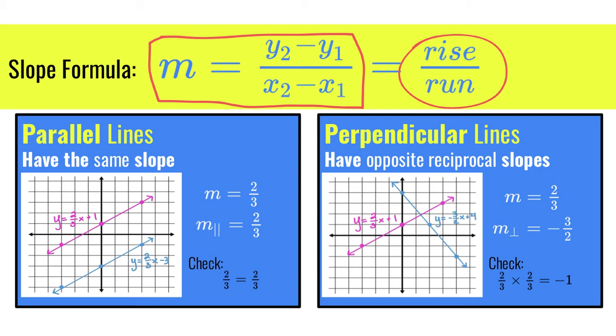So this is what we're going to focus on today, and then on your next lesson, we will focus on how we know whether or not we have parallel or perpendicular slopes. Parallel lines have the same slope, perpendicular lines have the opposite reciprocal slope.